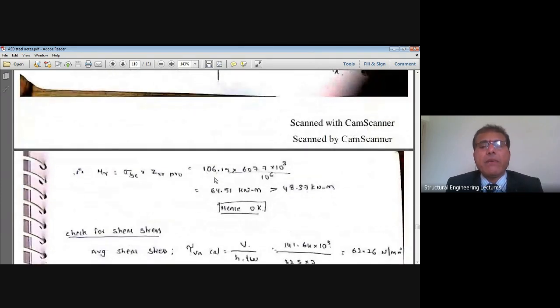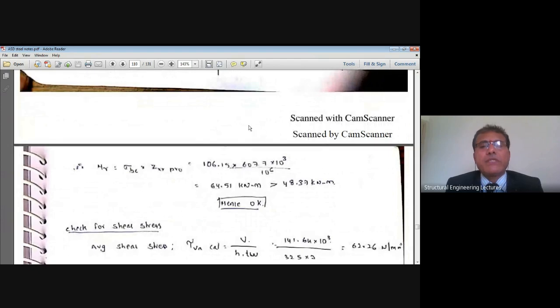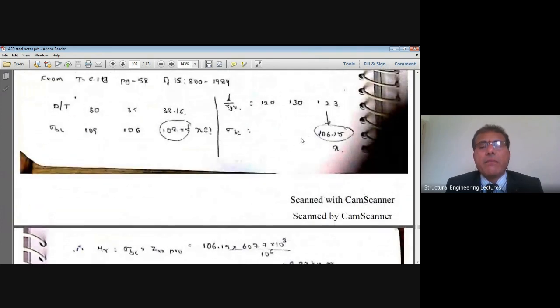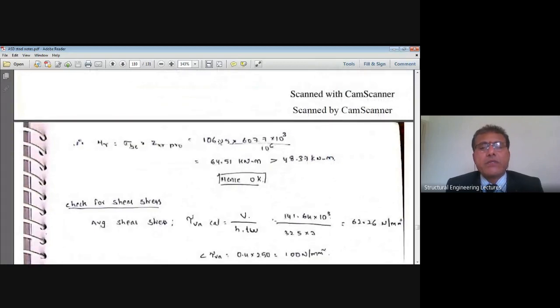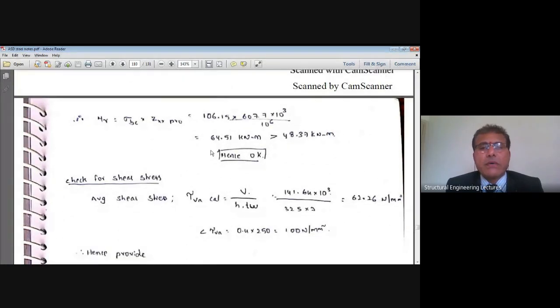I'll recall that this final value is much less than the permissible bending compressive or tensile stress of 0.66 Fy, which is 165. Hence, this value is correct. That is how the primary check is made. Once that is okay, then I'll calculate the moment of resistance of this girder or beam.